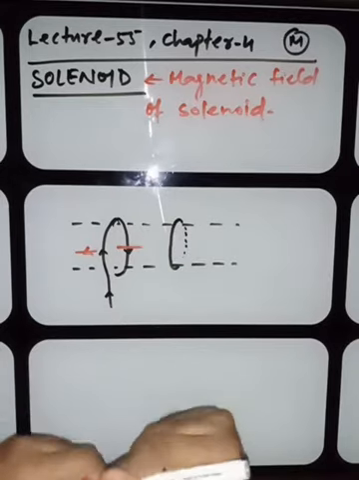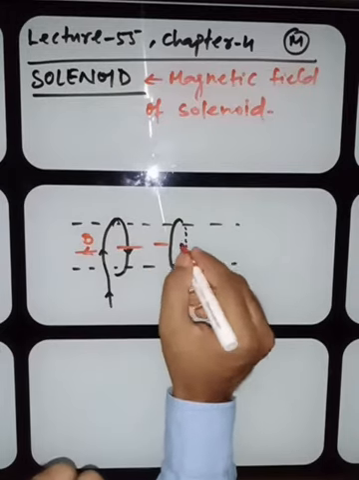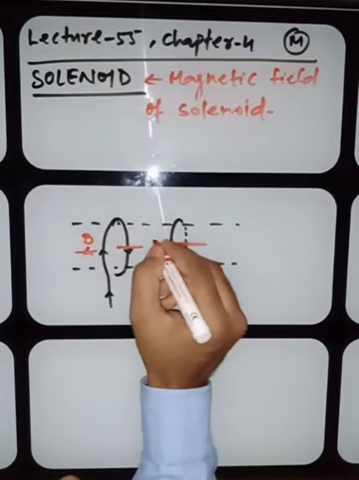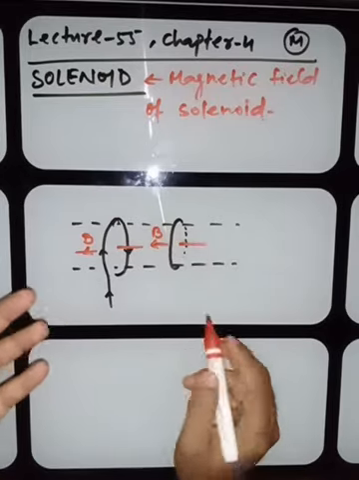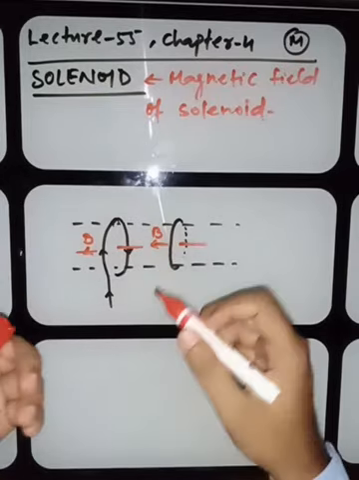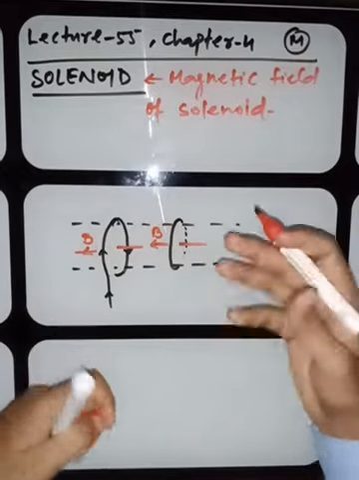Suppose it produces magnetic field B. The other turning will give you another magnetic field, B. And what will be the net magnetic field? It will be 2B. It means as we are increasing the number of turnings, the magnetic field also increases.